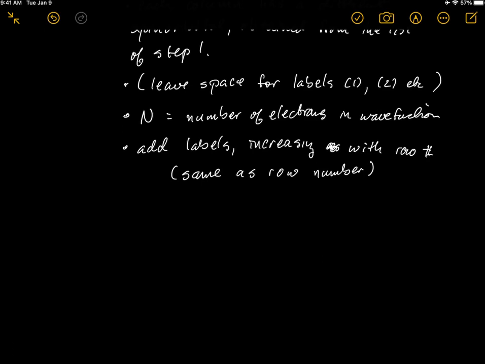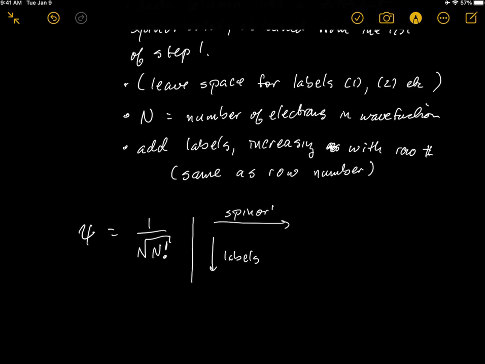we need a normalization constant out front, and that's going to be related to the number of electrons in our system. So then we construct our wave function as follows. It's going to be 1 over the square root of N factorial. And then we have the determinant where we go up with our labels as we move down the matrix or the determinant, and then our spin orbitals are listed as we move across.